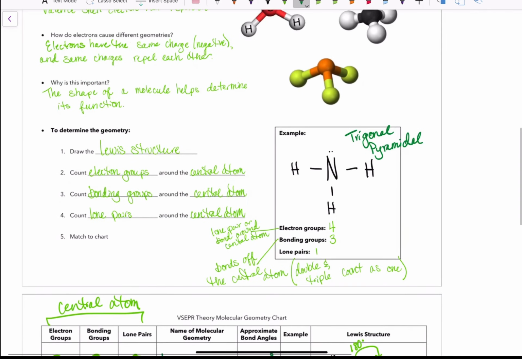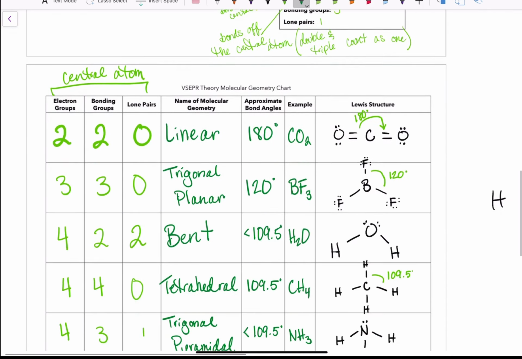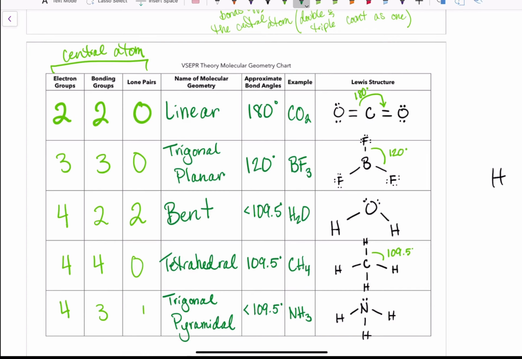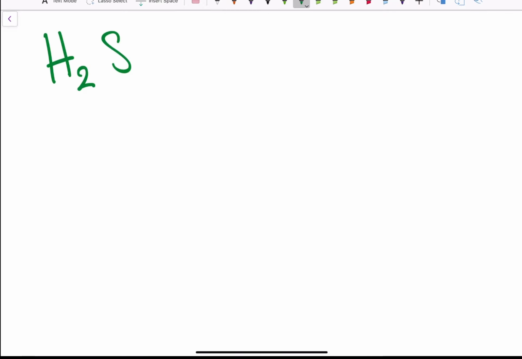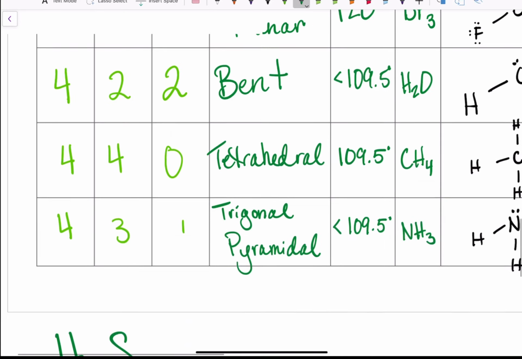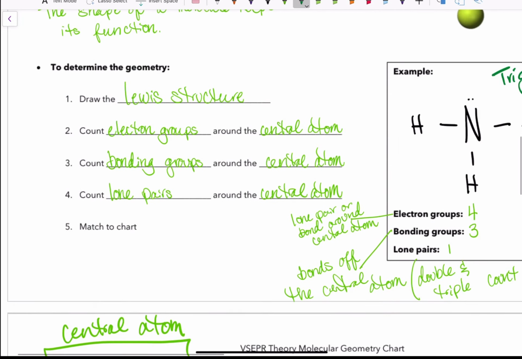Before we wrap up these notes, I want to talk about how we go from looking at a Lewis structure to matching up what geometry it is. So we're going to try a problem together. We're going to look at H2S for our example. The first thing we need to do, as we're following our instructions on this page, is draw the Lewis structure. Then we're going to count the electron groups, bonding groups, lone pairs, and match to the chart.